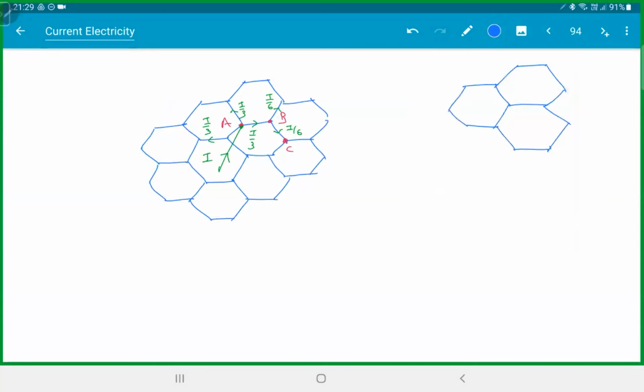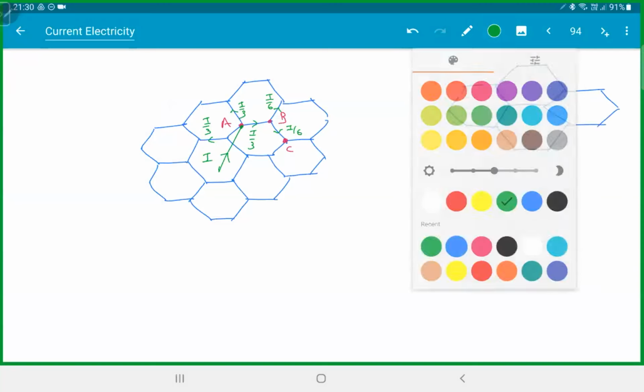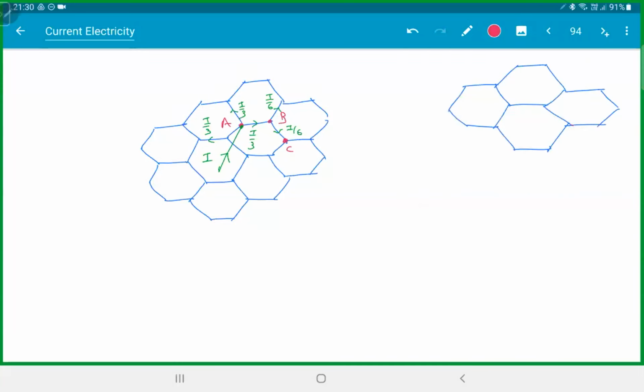Vice versa. If you pull this current, this is C. If you pull current I from here, then I by 3, I by 3, and I by 3 will go from here. And this branch will be I by 6, and this branch will be I by 6. Agreed? So if you take this junction A, B, and C, see, this is what happens. If you're sending current I, in this branch you get I by 3. In this branch you get I by 6. If you pull current I from here, in this branch you're getting I by 6, and in this branch you're getting I by 3.